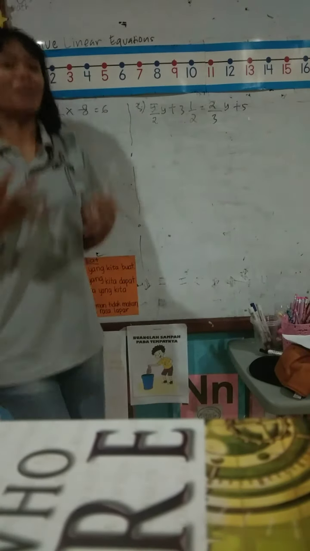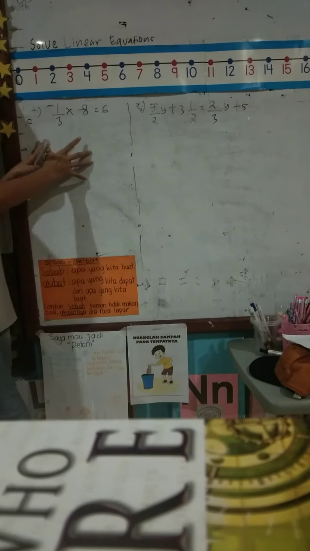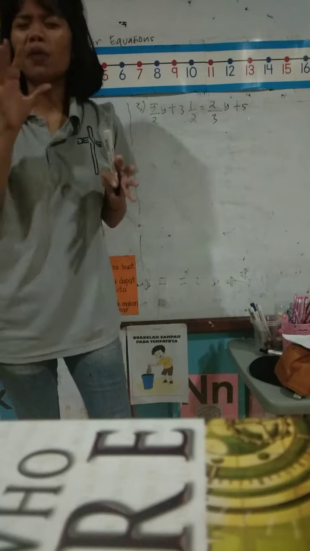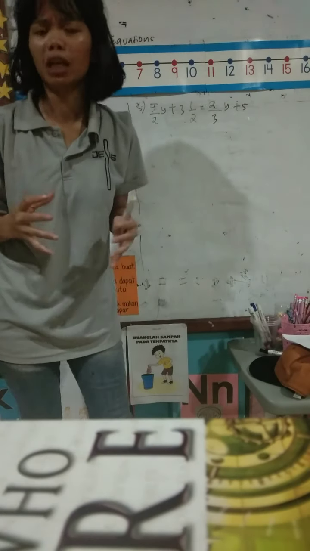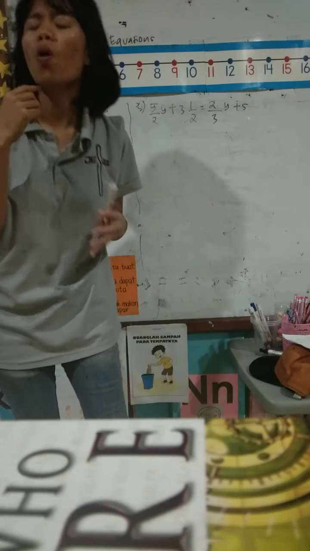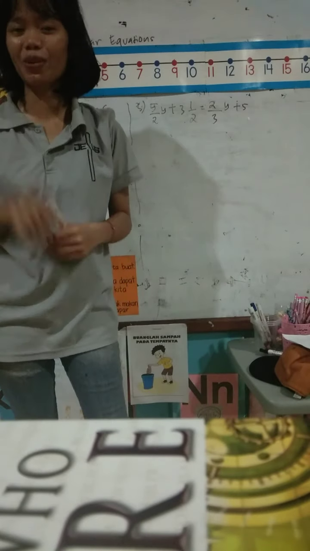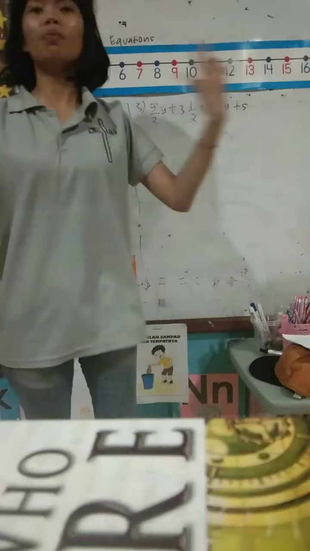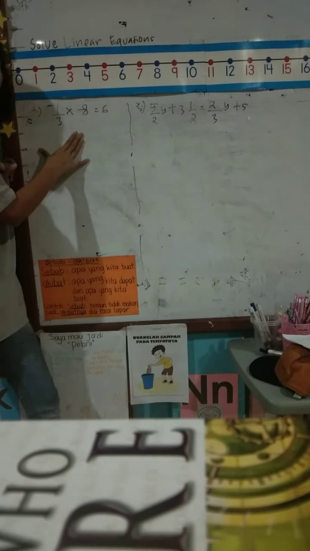Okay, the next step is this kind of problem. The first thing you have to remember is there are no difficult problems. It's only easy, if you want to learn about it, if you want to get up when you fall down. So, number 4: 1 out of 3x minus 8 equals 6.